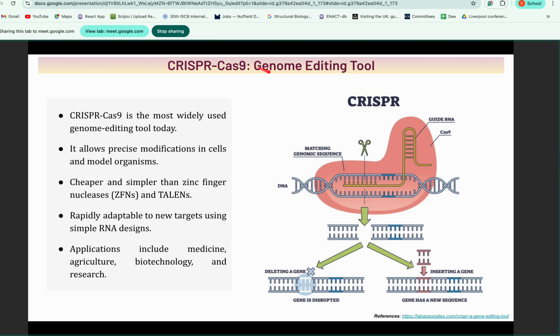Now this CRISPR-Cas9 can also help in genome editing, so it acts as a genome editing tool. If we talk about today's time, and compare ZFNs, TALENs and CRISPR, then CRISPR is most commonly used. It is widely used because it allows precise modifications in cells and model organisms. It is cheap and it is simple. Compared to zinc finger nucleases and TALENs, it is rapidly adaptable to new targets using simple RNA designs, and its application includes medicine, agriculture, biotechnology, and research.